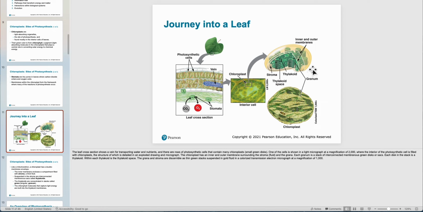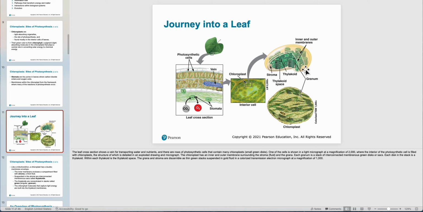Then we see these little stacks here, these coins. Well, those coins contain the chlorophyll. Each single coin over there is called a thylakoid. So a single layer is called a thylakoid. And when you have the entire stack, like stacks of coins, that's called a granum. So a bunch of thylakoids put together produce a granum, and that's a stack.